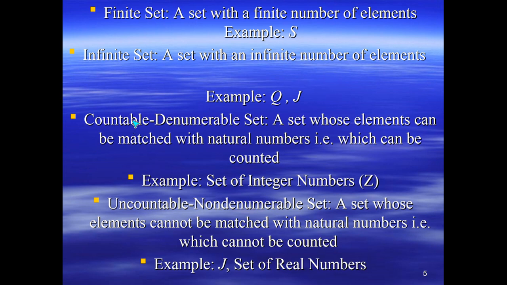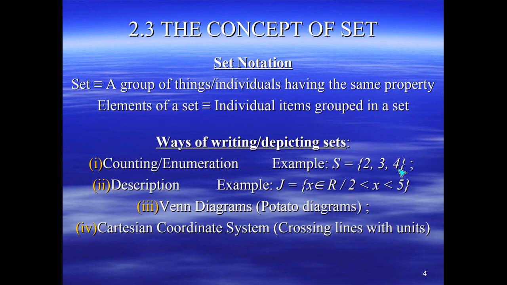All right. So we also have several classifications of sets. One is a finite set. A finite set is a set with a finite number of elements. As an example, we can take the set S from before. S is {2, 3, 4}. The numbers are finite. There are three elements. This is a finite set.